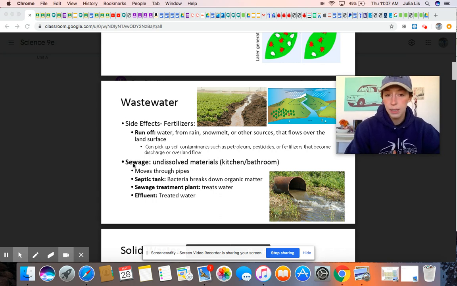A term that's really important to know is sewage, and you might have heard of it before. These are undissolved, solid materials that we often dispose of. They come from our kitchens and our bathrooms, our toilets, our drains. And so sewage, this waste, moves through pipes and ends up in what we call septic tanks. Septic tanks are these large tanks that collect all this sewage, all this waste, and there's bacteria, decomposers, that help break down all the stuff. And so sewage treatment plants are really important.